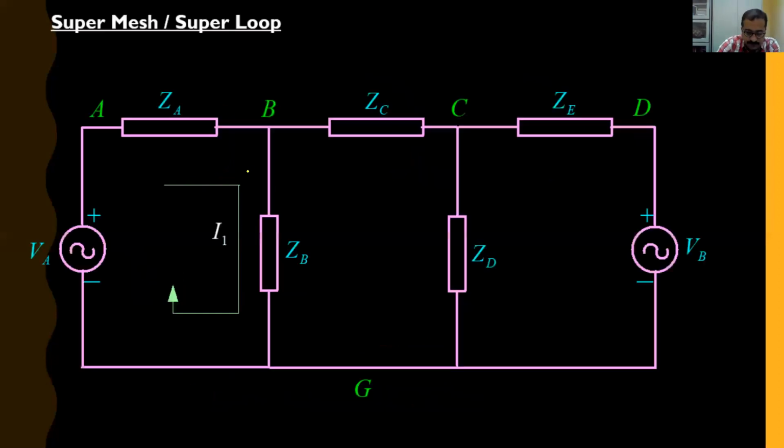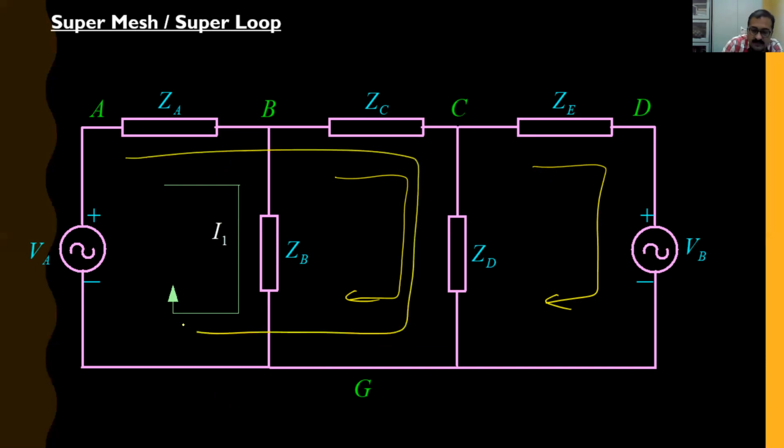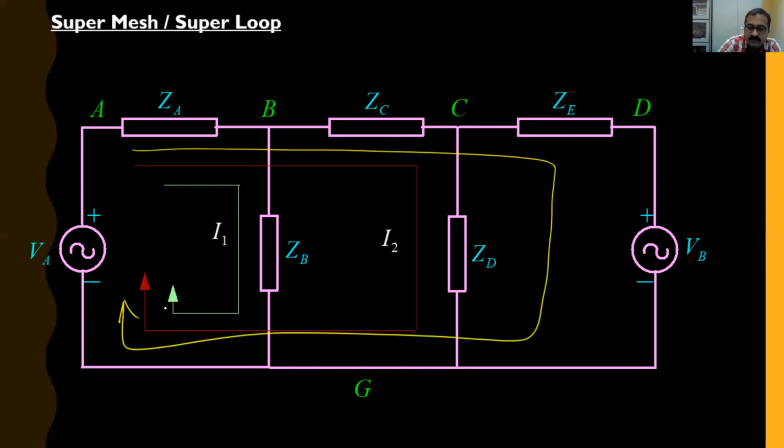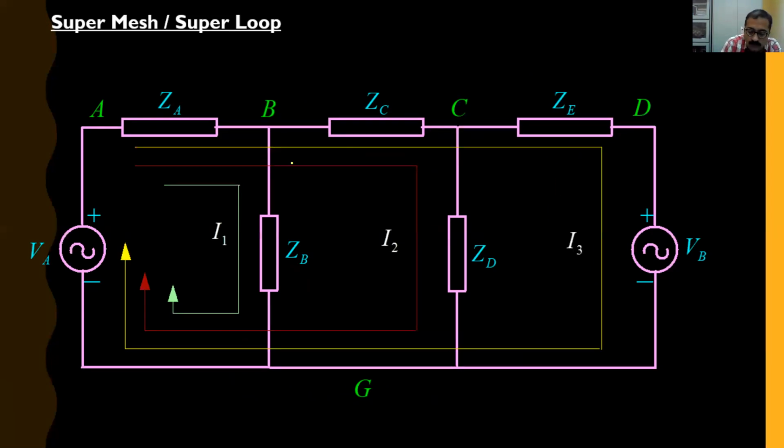Moving on. So we had considered these as 3 loops, right? Are these the only possible loops? No. You can consider one loop like this. You can club these two like this, or you can club these 3 as one single loop. If you merge 2 or more loops, then you get what is called a super mesh or a super loop. Again, the procedure remains the same, but the entries in the matrix, in the equation, will be different.